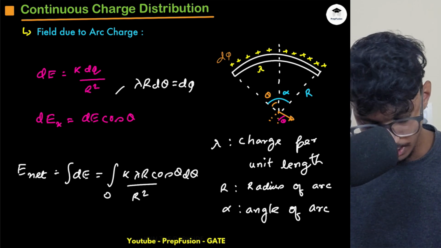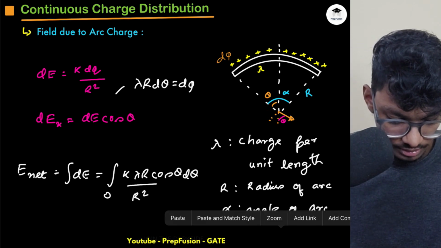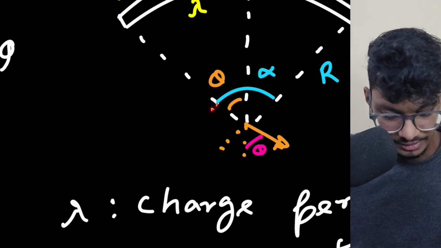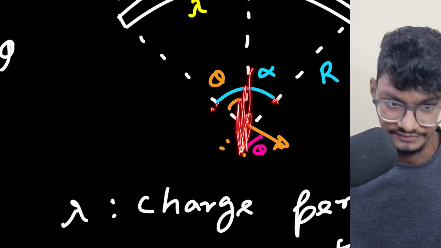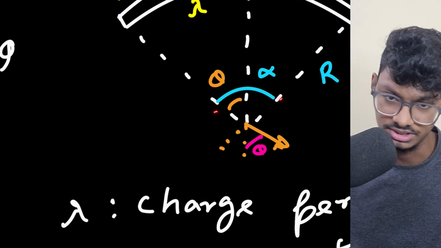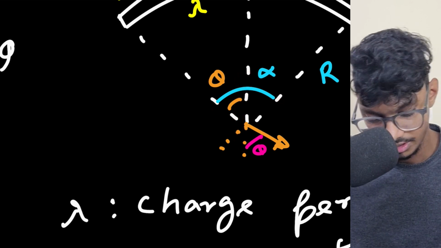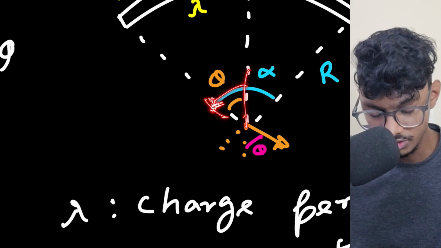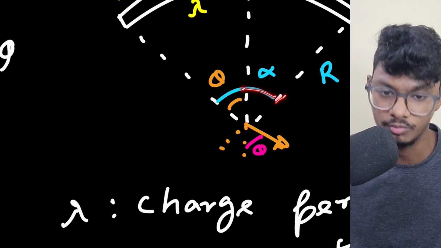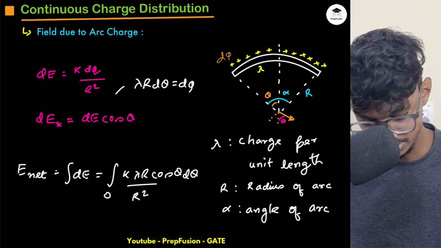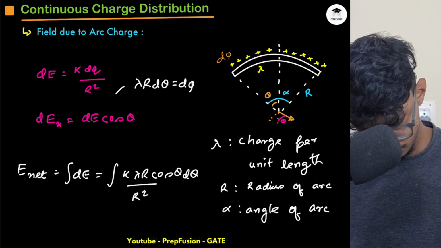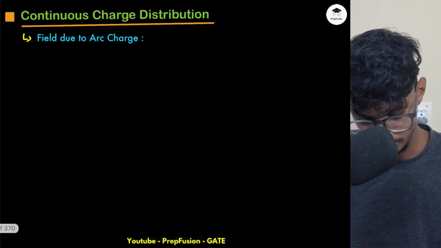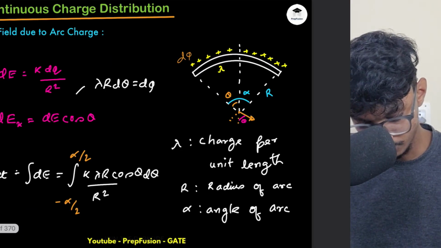And theta is varying from, if I am lying at this point, let's assume this angle. What is this angle? If this angle is 0, theta will be minus alpha by 2 to plus alpha by 2. I'm rotating this whole vector, so if I'm lying here, theta will be minus alpha by 2, here it will be 0, and here it will be plus alpha by 2. So I'll go from minus alpha by 2 to plus alpha by 2. If I go from minus alpha by 2 to plus alpha by 2, what will I get?